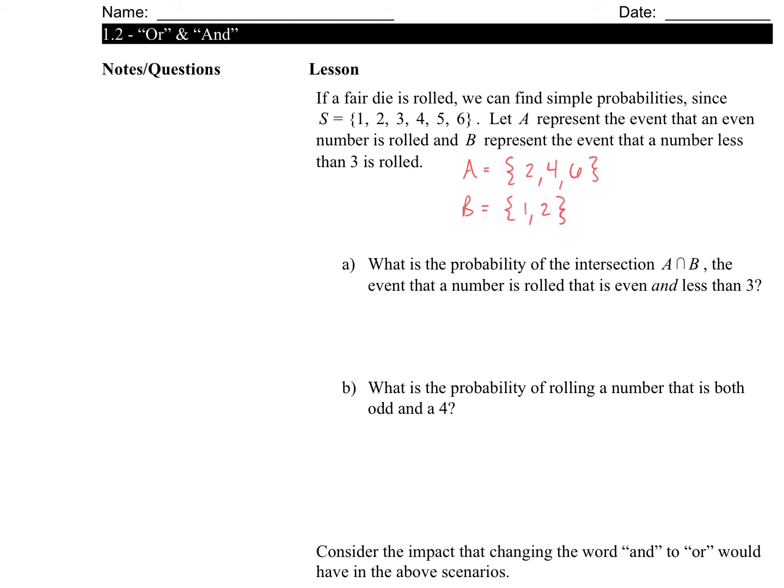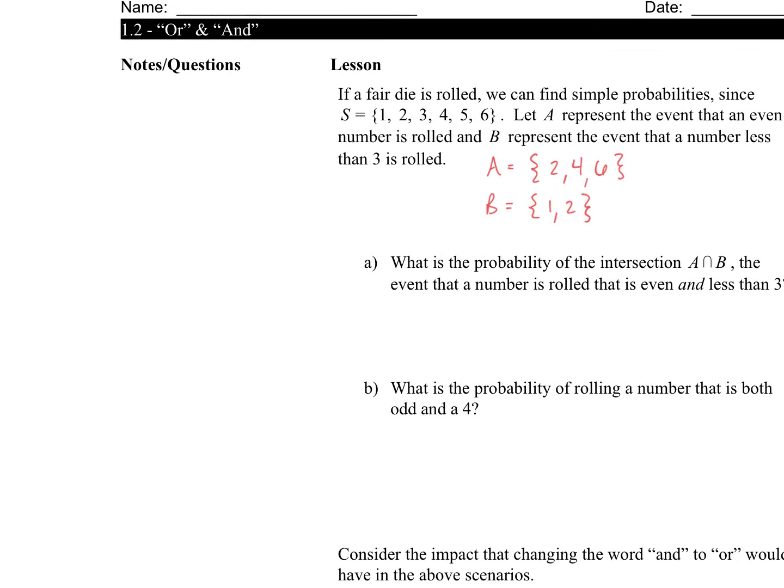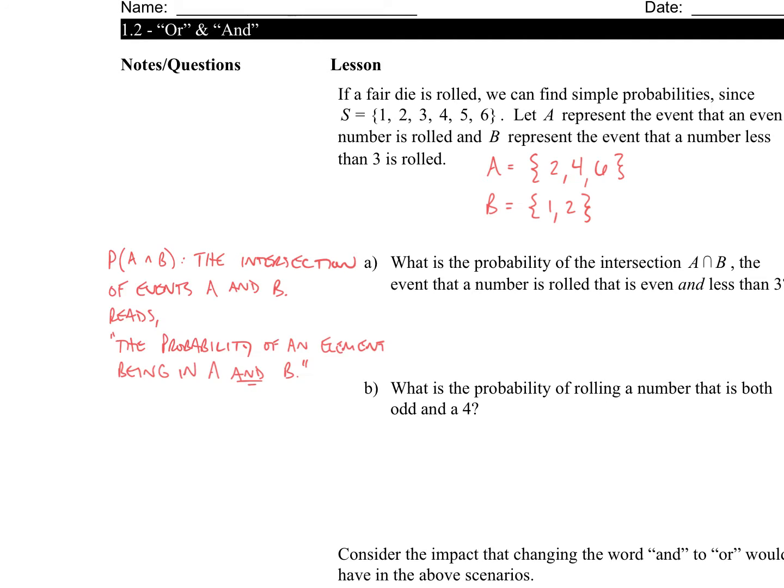So let's discuss what this intersection is, and we'll make a note of it. The probability of events A and B taking place is the intersection of their events. So it's the intersection of events A and B, and it reads as the probability of an element being in A and being in B. It might be best in this case for us to see this visually.